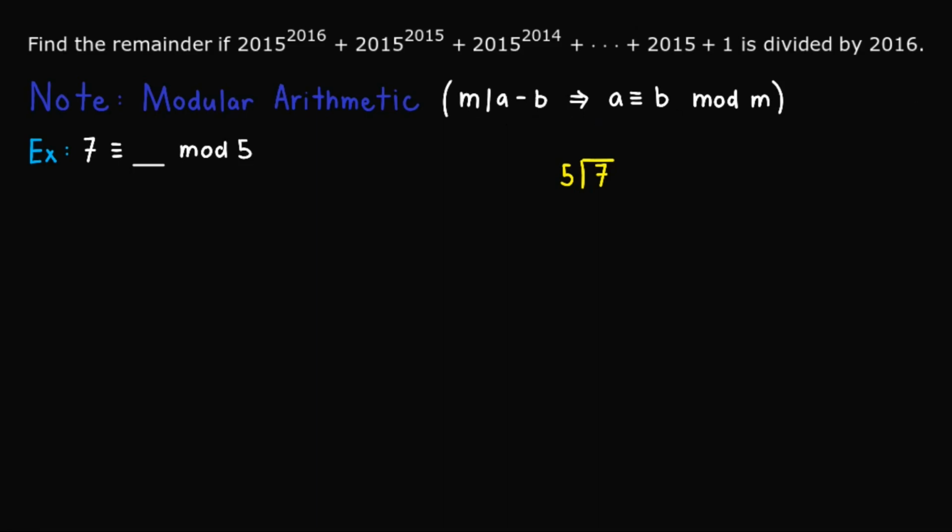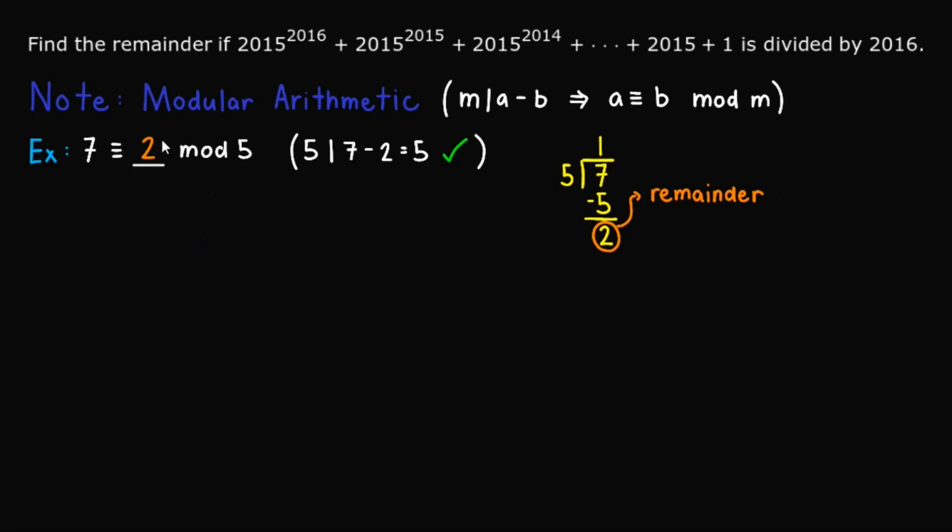So we have 7 divided by 5. We know that we'll have here 1. 5 times 1 is 5. Subtract these two and we get 2. So 2 here is the remainder. Plugging in 2 in our congruence, we have this. Take note that this is valid since 5 divides 7 minus 2, and 7 minus 2 is equal to 5. And we know that 5 dividing 5 is trivial and is always true. So this congruence is indeed true.